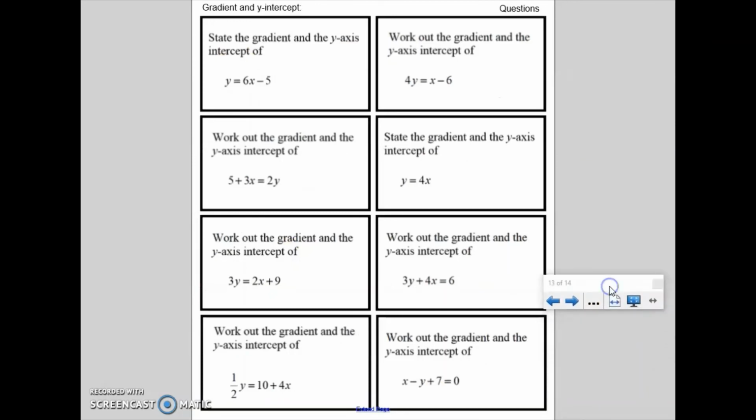Okay, so the last task for you to have a go at is just a consolidation task, which hopefully tests our understanding of today's lesson. So for each of the questions, could you answer the question that is given, showing some working out and showing your full understanding of gradient and y-intercept? Could you pause the video now, have a go at all 8 questions, and then I'll show you my solutions when you unpause the video.